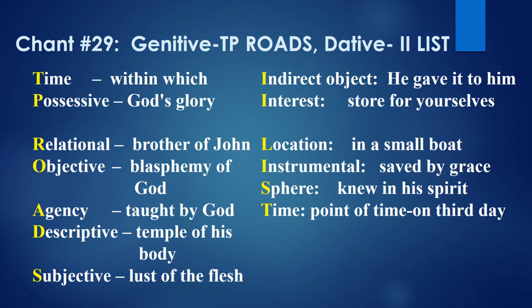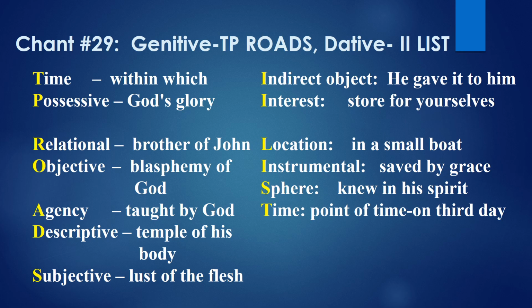So the genitive is T.P. Rhodes: time, possession, relation, objective, agency, descriptive, and subjective genitives. Do that again. T.P. Rhodes, time, possession, relational, objective, agency, descriptive, and subjective. And one final time, the genitive options, T.P. Rhodes, time, possession, relational, objective, agency, descriptive, and subjective.